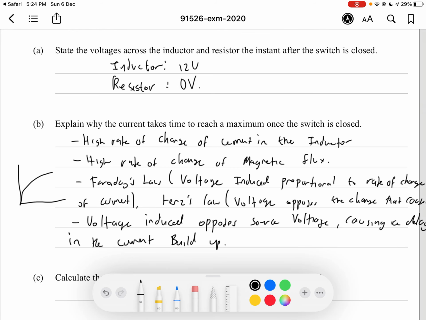So the current builds up like this. This is current against time. Initially, there's a high rate of change in current, so there's a high gradient. After a while, the rate of change in current decreases. The voltage induced in the inductor decreases, which opposes the source voltage less, therefore the current starts to increase until it gets to a maximum. This is about 5 time constants here. There's going to be no more rate of change in current, and no more induced voltage.